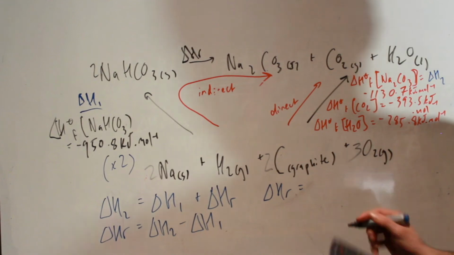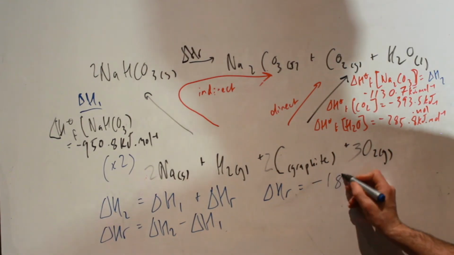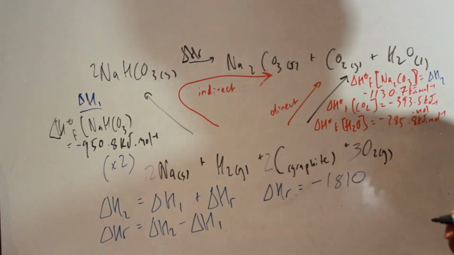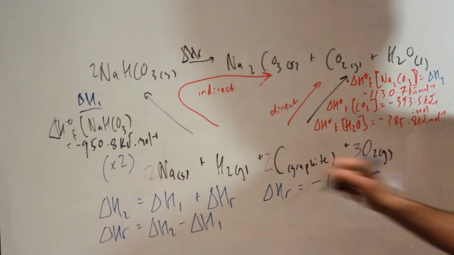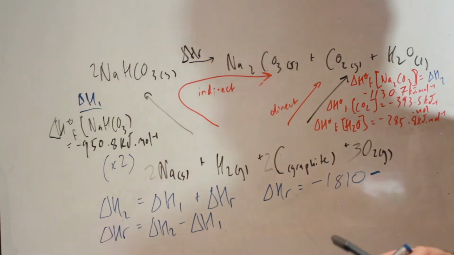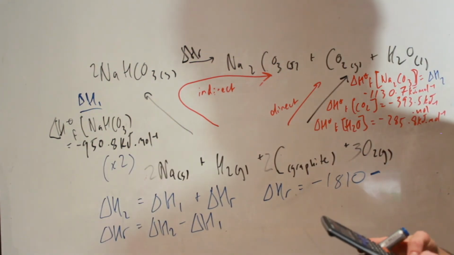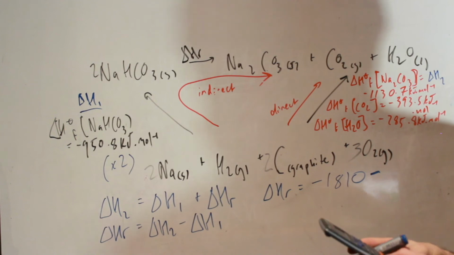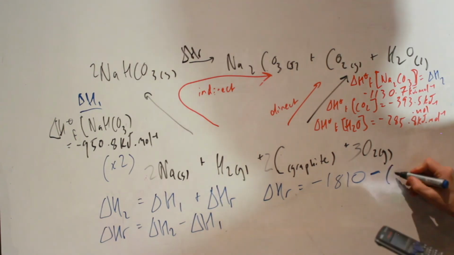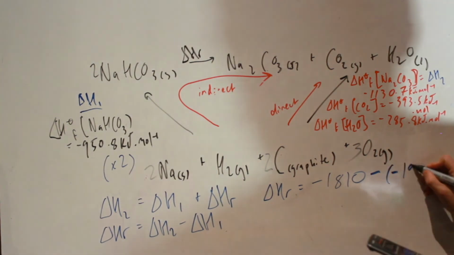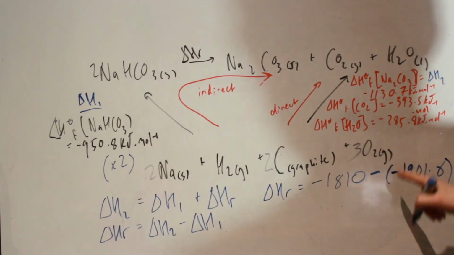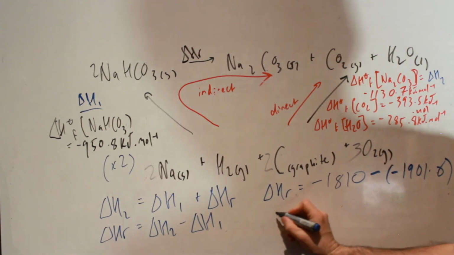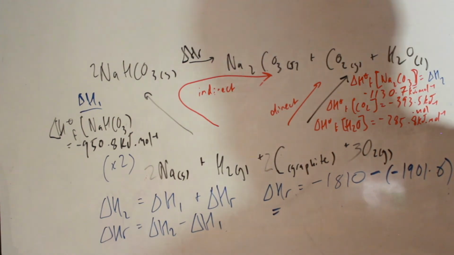393.5 minus 1810. Then we've got to minus it from our delta H1, which is 2 times minus 950.8. That's going to be minus 1901.6. Be very careful with all of your minus and your pluses. Make sure you don't get them lost across the way. But we do that and we should get an answer that is hopefully correct.